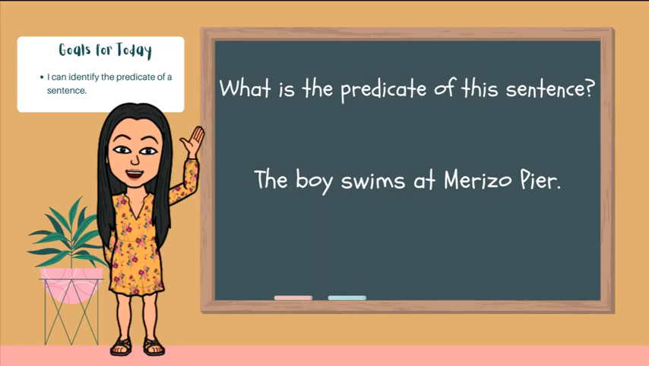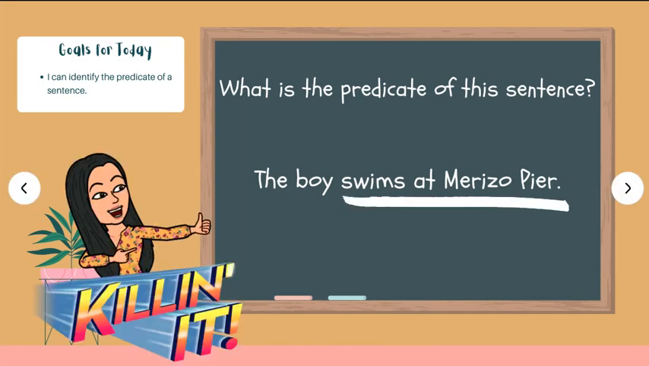Let's revisit our goal again. Our goal for today is to identify the predicate of a sentence. So let's try this together. What is the predicate of this sentence? The boy swims at Marizo Pier. The key to finding the predicate is to ask what the subject did. Give yourself a moment. If you answered swims at Marizo Pier, then your answer is correct because that is what the subject, the boy, does.